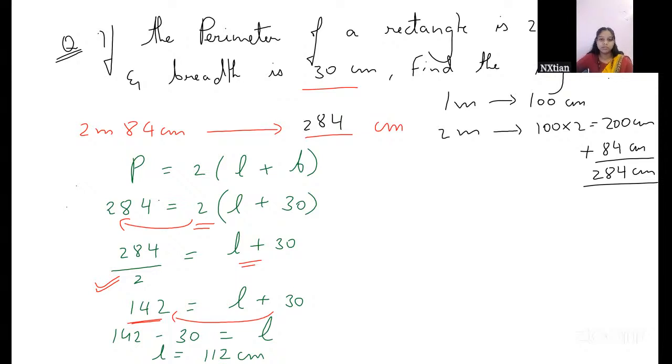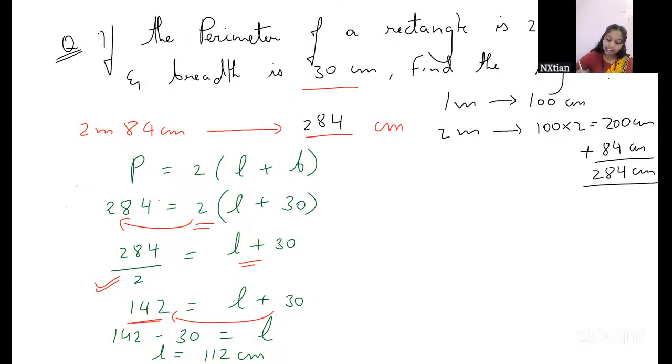Please write this down. I'm writing, ma'am. Ma'am, how is it 2 into L plus B for the perimeter?